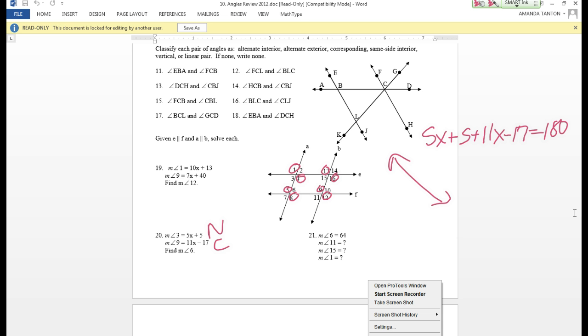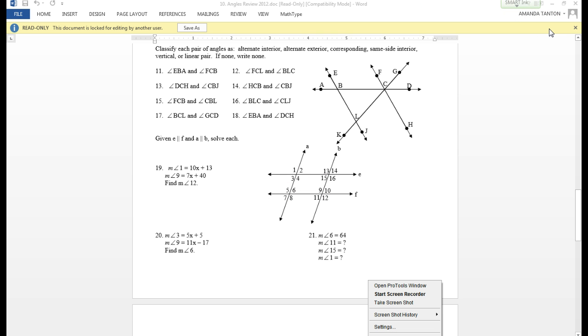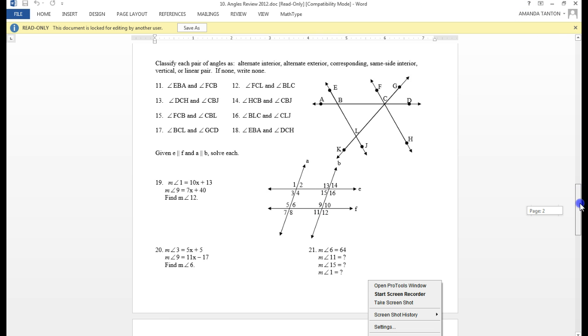What about number 19? What about number 19? Angle 1 is circled. Angle 9 is circled. So what do you do? You set them equal. 10x plus 13 equals 7x plus 40. And they solve, yeah. I can work the algebra or I can do a different problem. The algebra is worked on the key online, by the way. I show all my work on there.